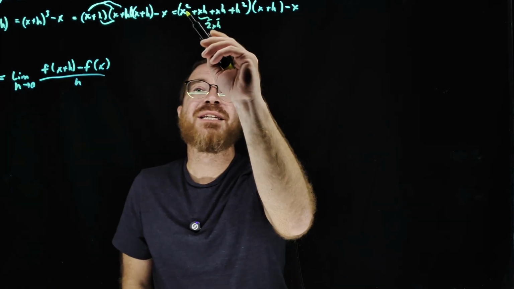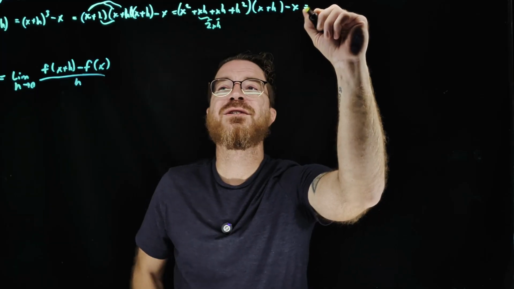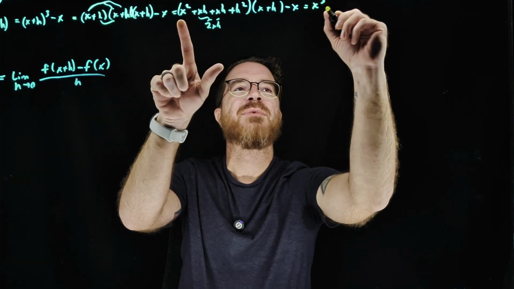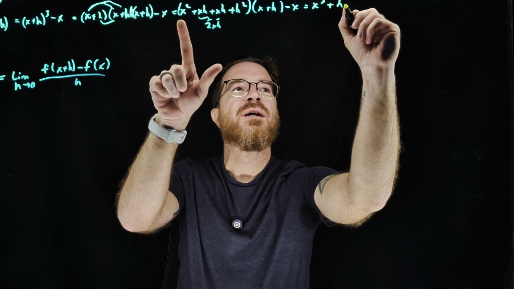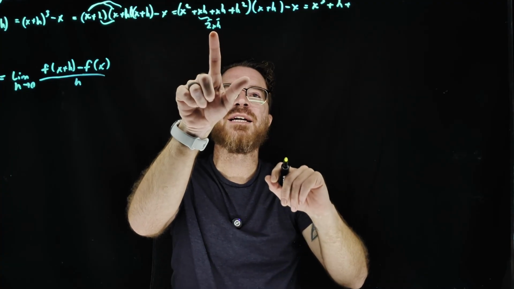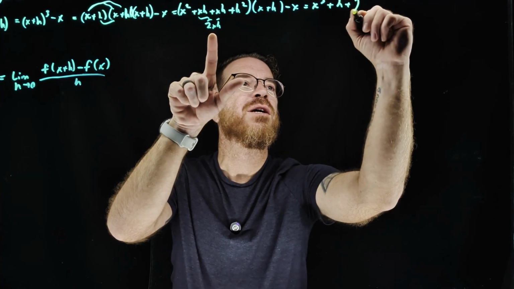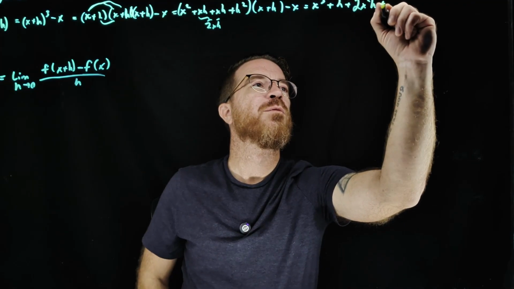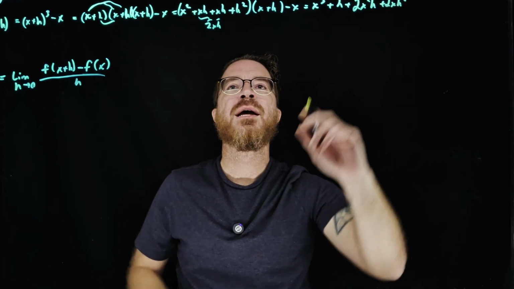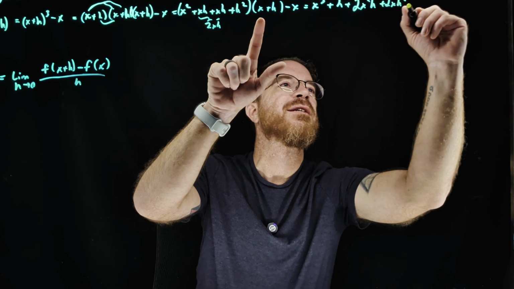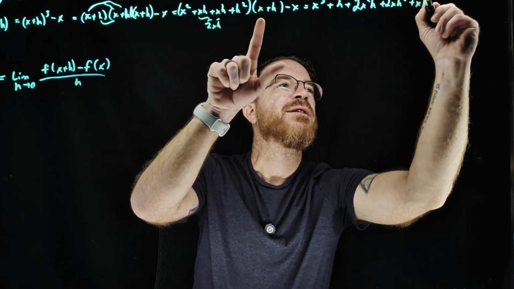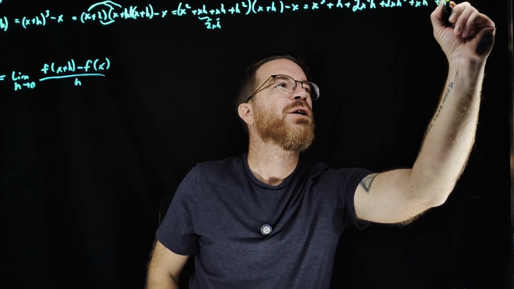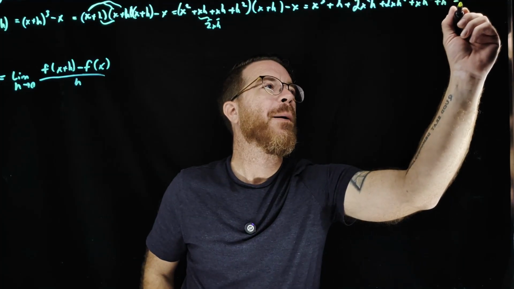Now I'm going to do the same thing. I'm going to distribute this, so this x squared times this x is going to be x cubed. x squared times h is going to be plus x squared h, plus now I'm going to use my 2xh. So 2xh times x is going to be 2x squared h. Now 2xh times h is going to be plus 2xh squared. And then h squared times x is going to be plus xh squared. And then h squared times h is going to be plus h cubed. And then, of course, don't forget my minus x.